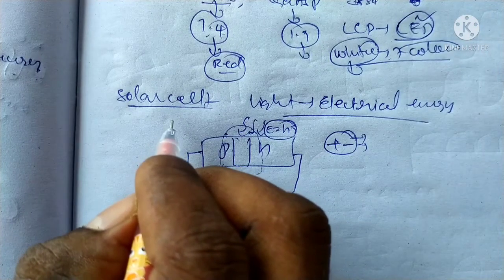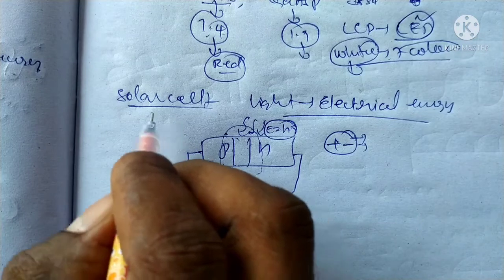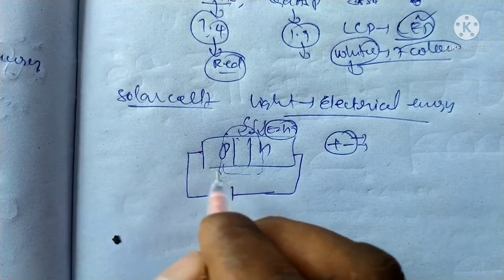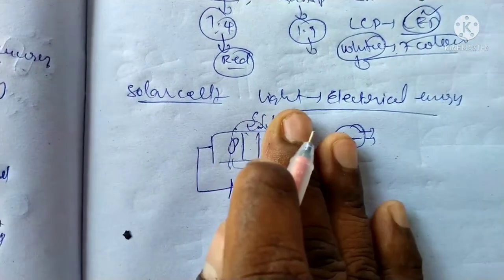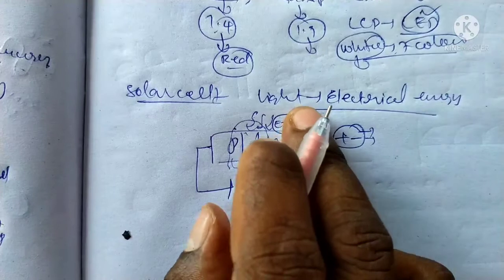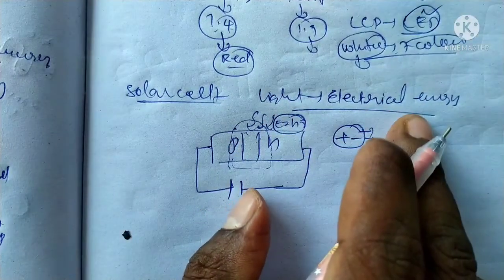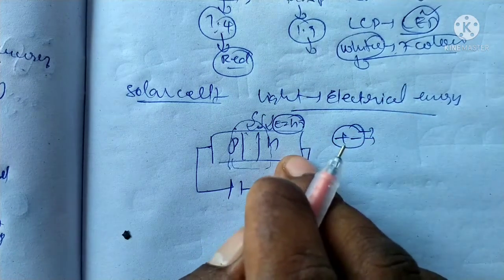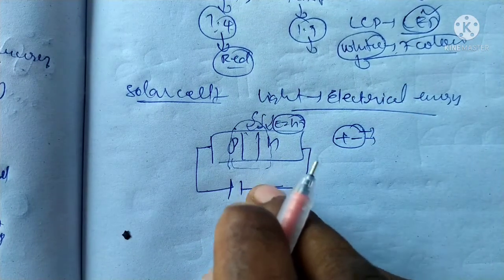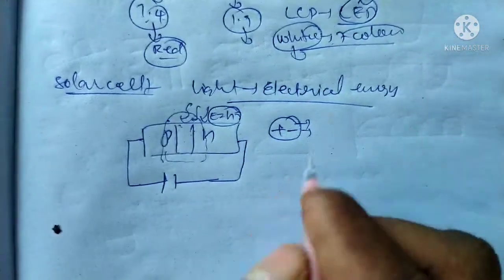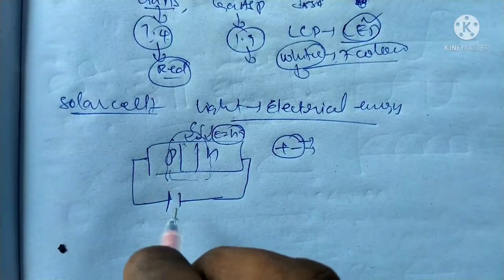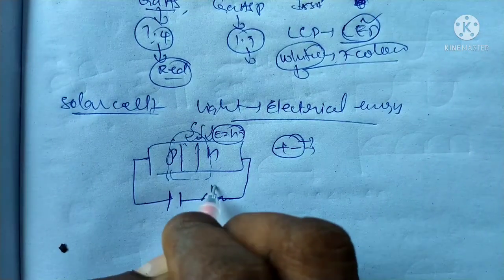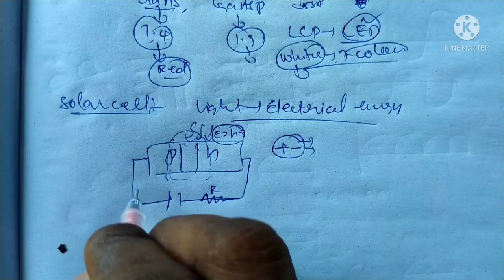The solar cell's principle is the photovoltaic effect. The other name of the solar cell is the photovoltaic cell. The photovoltaic cell is nothing but light energy converted into electrical energy. Its working principle is the p-n junction diode in forward bias. Like this, along with the resistance R, the current flows from P to N.